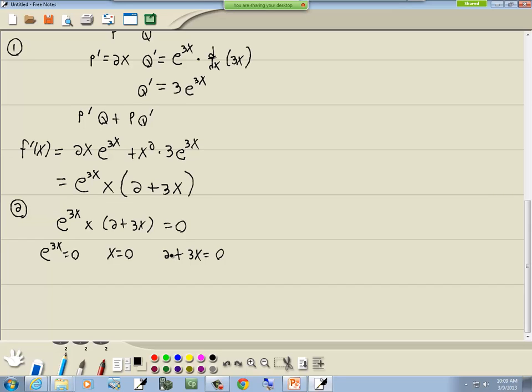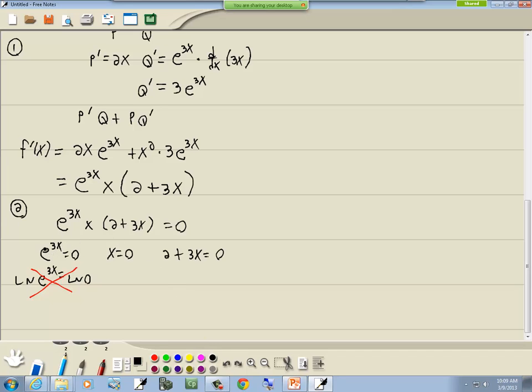Well, let's first start with the e to the 3x. This is an exponential equation. Exponential equation is where you have a variable up in the exponent. And our steps for solving an exponential equation is get the part with the variable in the exponent by itself. No numbers in front of it, no numbers after it. Well, this is by itself. Step 2 is to take natural log of both sides. But when I take natural log of both sides, I get natural log of 0, which you can't have, so there are no critical numbers from that one.